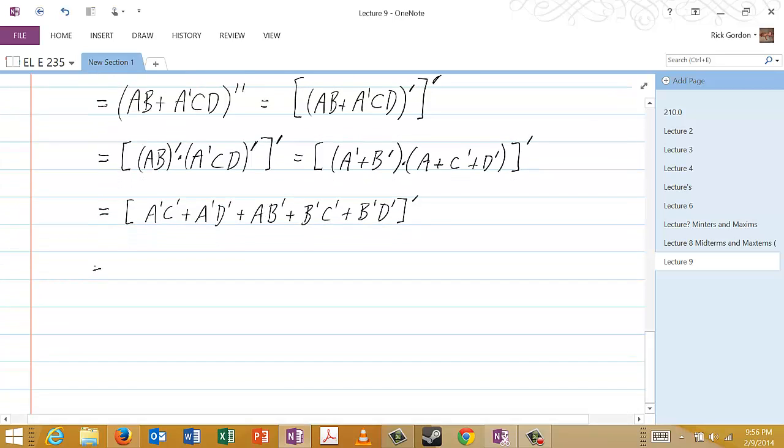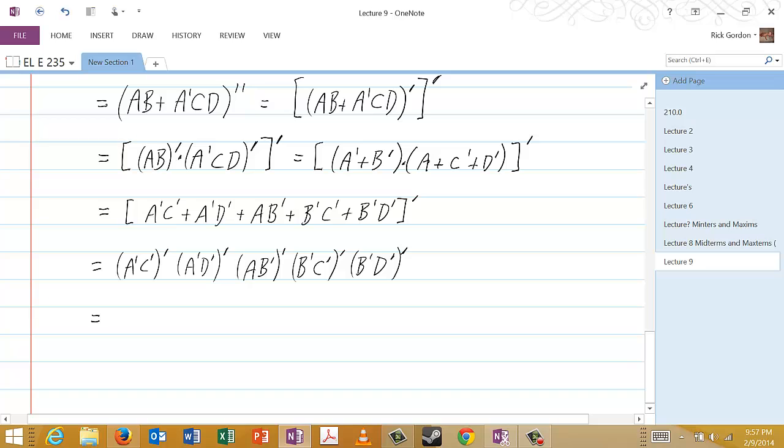And now we will finally get a POS form by using De Morgan's law for this, which says the complement of a sum is the product of the individual complements. And so we have A prime C prime prime ANDed with A prime D prime prime ANDed with A B prime prime ANDed with B prime C prime prime ANDed with B prime D prime prime. Again, this complement here on the outside, the complement of a sum is the product of the individual complements. And so you can see what we have there.